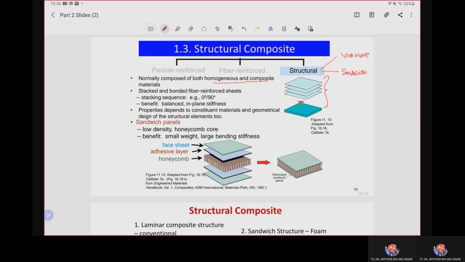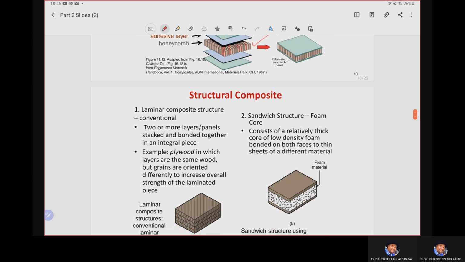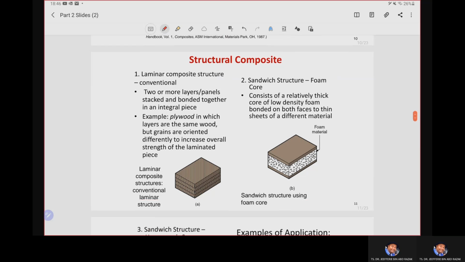For the sandwich panel, it combines the low density honeycomb as a core with face sheets. The face sheets are bonded together with an adhesive layer. In the sandwich panel structure, of course, due to the hollow nature of the honeycomb structure, it gives the benefit of small weight and large bending stiffness. In the following slides, I will detail the types of structural composite.